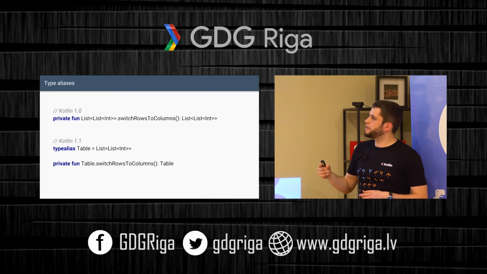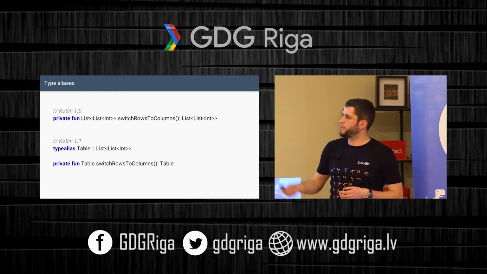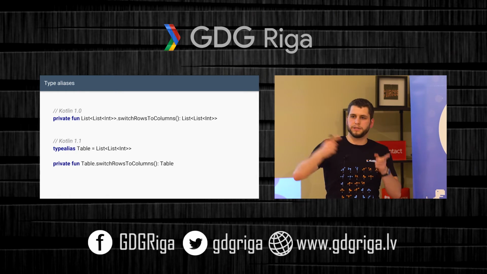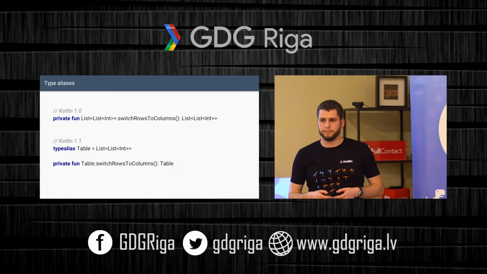All of that can be hidden behind a type alias in Kotlin 1.1. So we can say typealias Table, because I know that the idea of this list of list of ints is that it's a table of integers. And in the code after that, I can just use Table and list of list of integers back and forth, changing where I want to. So basically, for the compiler, everywhere where it sees Table, it puts in list of list of ints. So completely all the features of lists are available there.